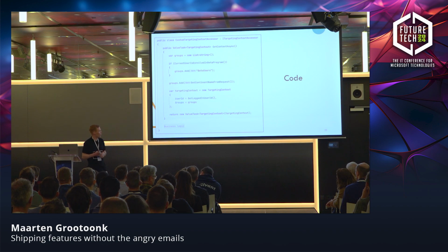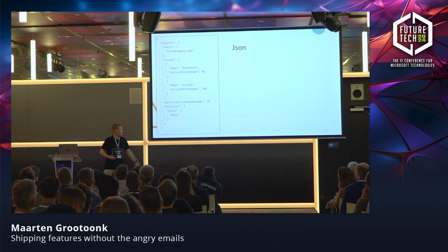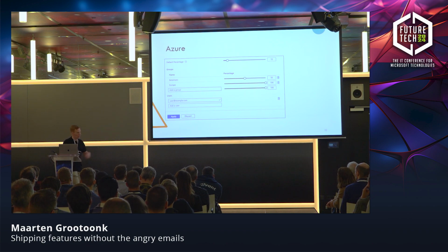The last part is we provide a user ID that can also be used in targeting. The user ID is here, so you can allow specific users to have features or exclude certain users. This part only shows the inclusion part. You can also exclude based on groups or on users.